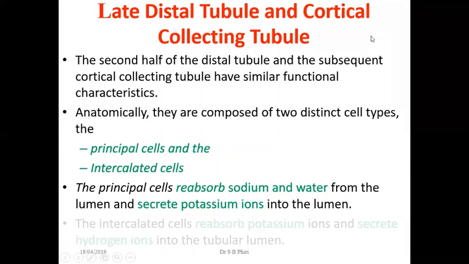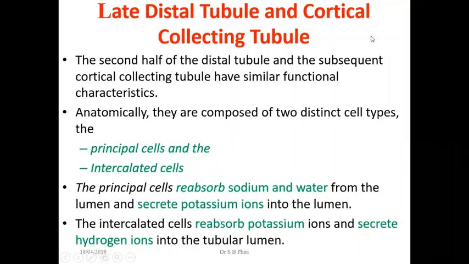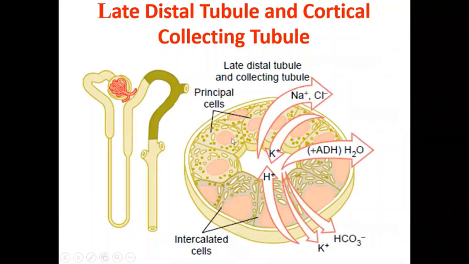Okay. Then we have the intercalated cells that are responsible for reabsorption of potassium ions and secretion of hydrogen ions. So the intercalated cells are doing the opposite. They are exchanging potassium for hydrogen ions. So they're also involved in acid-base balance. Any cell that is capable of secreting hydrogen ions is involved in acid-base balance. Okay, so this is what is happening. The principal cells, which are a bit different from the intercalated cells, but I'm showing both here. The principal cells are responsible for reabsorption of sodium chloride and water in exchange for potassium, which you can see there. Then the intercalated cells are responsible for reabsorption of potassium and bicarbonate in exchange for hydrogen ions.